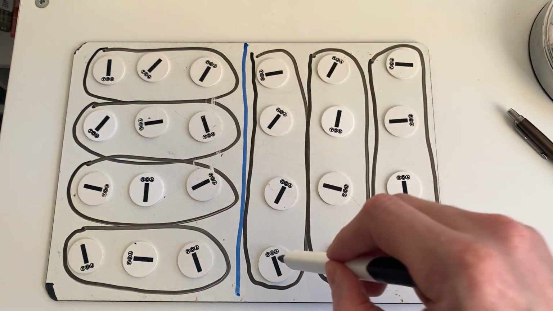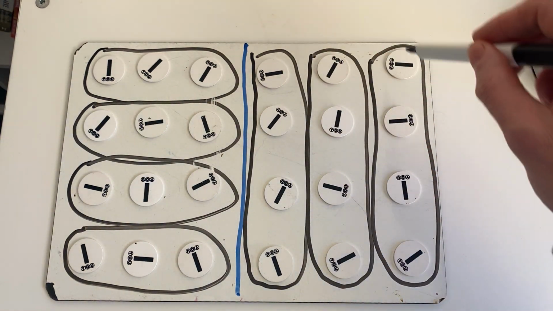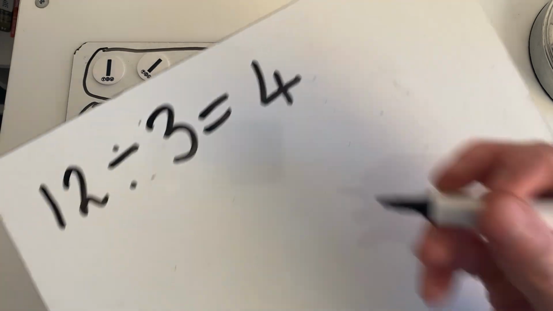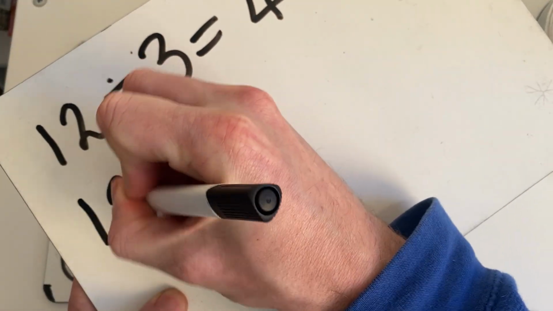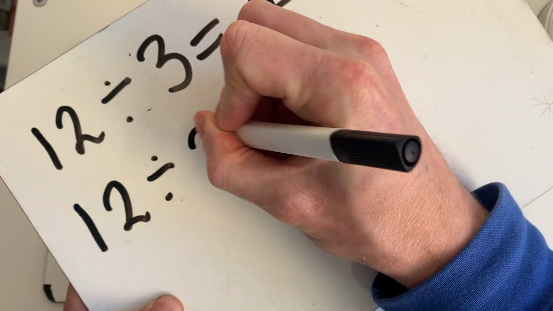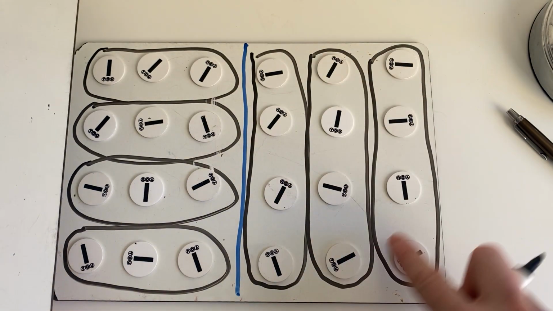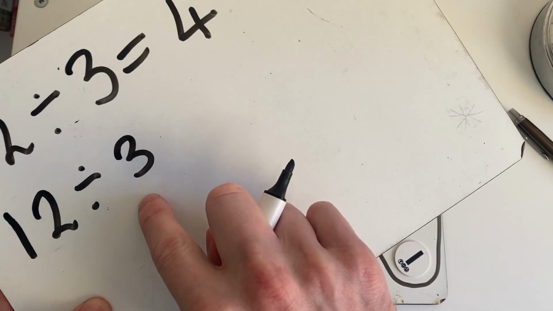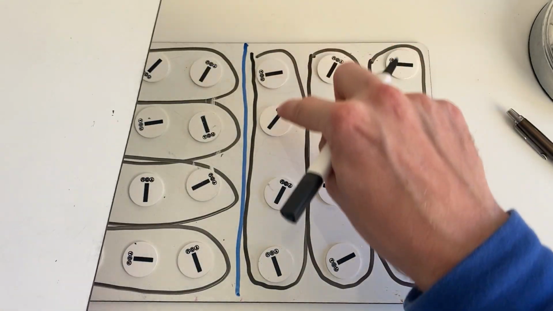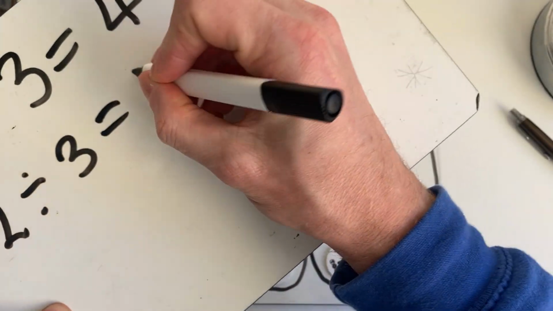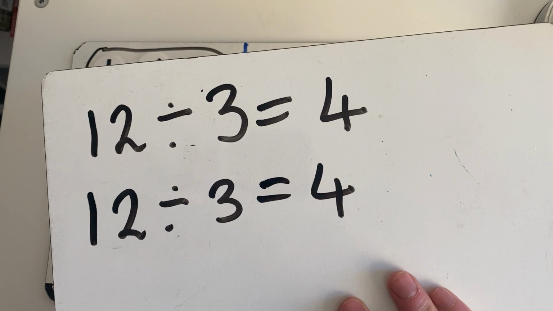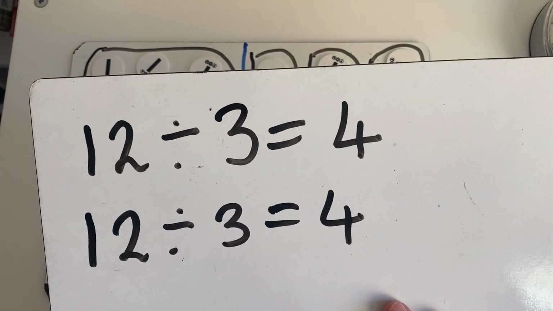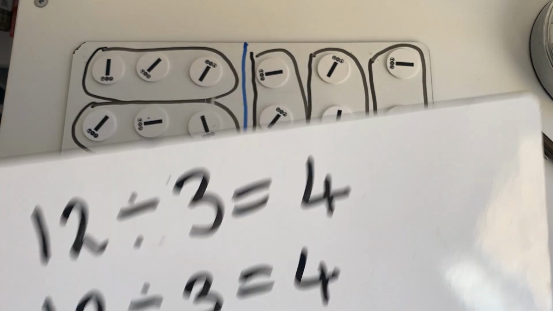1, 2, 3, 4. 1, 2, 3, 4. 1, 2, 3, 4. So again, we've got 12 counters split into 3 equal groups, and there are 4 in each. So it's the same calculation. 12 divided by 3 equals 4.